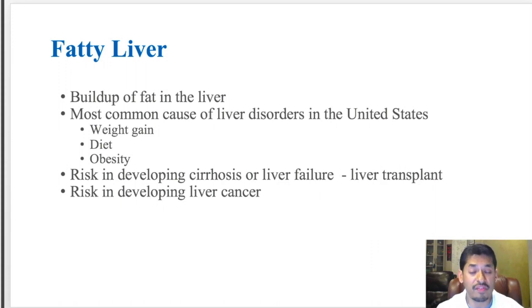Now, the problem with fatty liver disease is that there is a risk of developing liver cirrhosis or liver failure, which will lead to the possibility for a liver transplant or getting a brand new liver. There's also a risk of developing liver cancer with fatty liver as well. So it's very important to not only diagnose people who have fatty liver disease, but to put them on effective treatment to prevent their liver from going into cirrhosis or end-stage liver disease.